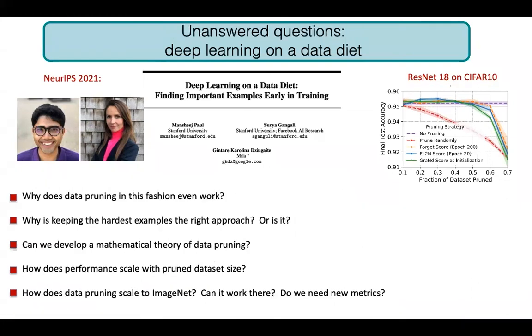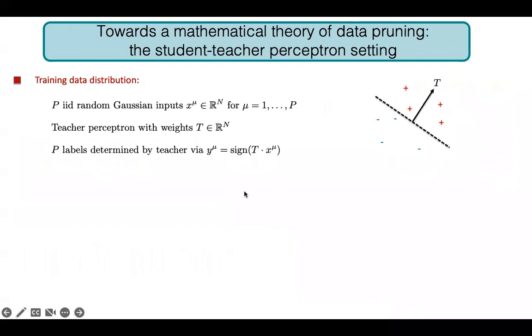Okay, but this work raises a whole bunch of questions, right? Why does data pruning in this fashion even work? Why is keeping the hardest examples the right approach, or is it? Can we develop a mathematical theory of data pruning? How does performance scale with pruned data set size? And does data pruning even scale to ImageNet? This paper only did small experiments, CIFAR 10, CIFAR 100. Can it work in ImageNet, or do we need new metrics there? So these are the questions we kind of set out to ask.